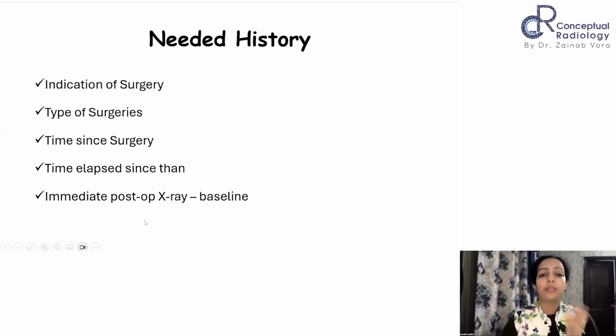And if at all the patient is having, please ask for a post-operative scan, post-operative X-ray, which they usually end up taking to look for the alignment, apart from the fluoro that they do like an intra-op one. So look for the baseline scan which was done. Most commonly an X-ray should be available.